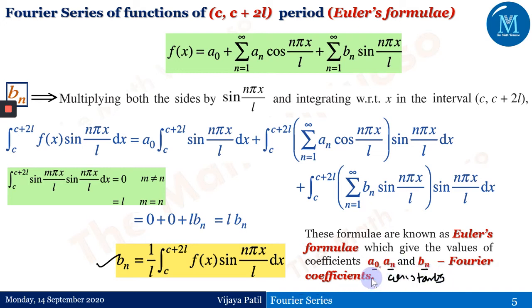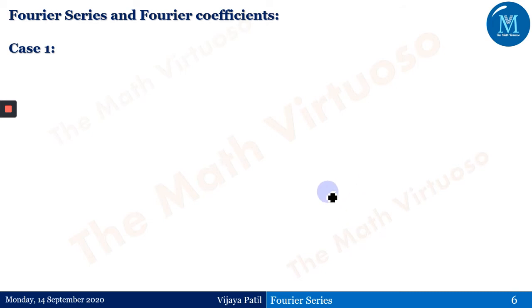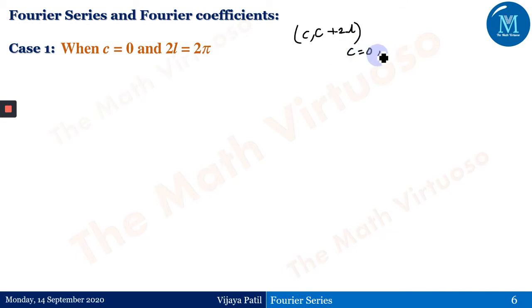Okay, so let us consider a few cases here, and how the Fourier series and Fourier coefficients will change according to the case. Case number 1, when c equals 0 and 2L is equal to 2 pi. So we observe the interval is c to c plus 2L, and if we see that, c is equal to 0 and 2L we are taking as 2 pi. So this will give me L is equal to pi.